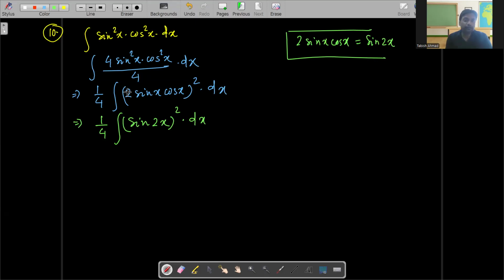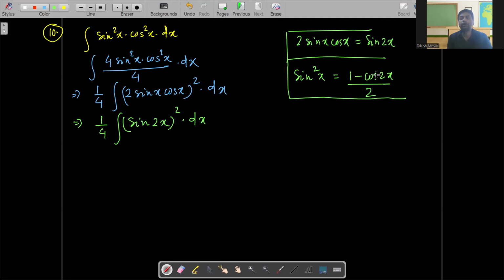Yeah, the square of 2 is 4, sine square x, cos square x, everything is fine up to here. Now, what is the integration of sine 2x square? We just did this. So you tell me, if we have sine square x, what is the formula for that? That is 1 minus cos 2x over 2.